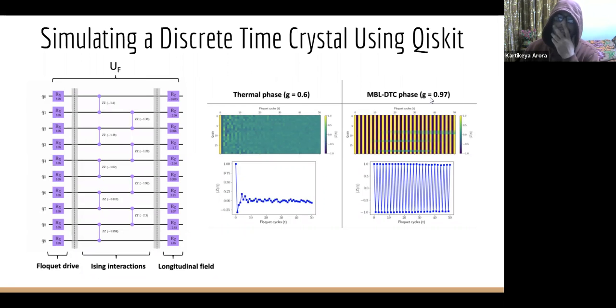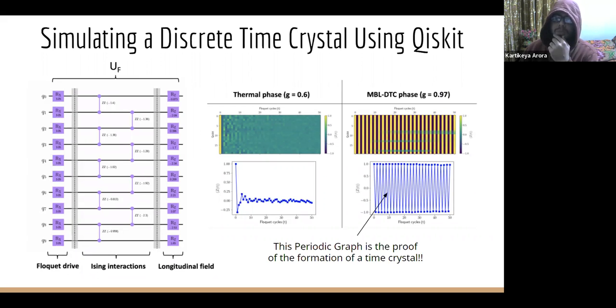But what happens if we change the parameter to a higher value, say 0.97? The same observable shows a periodic nature with time. For example, if we sit anywhere in this graph, say at t equal to 25 seconds, the graph would look the same on either side. And this periodic graph is basically the proof of the formation of a time crystal.